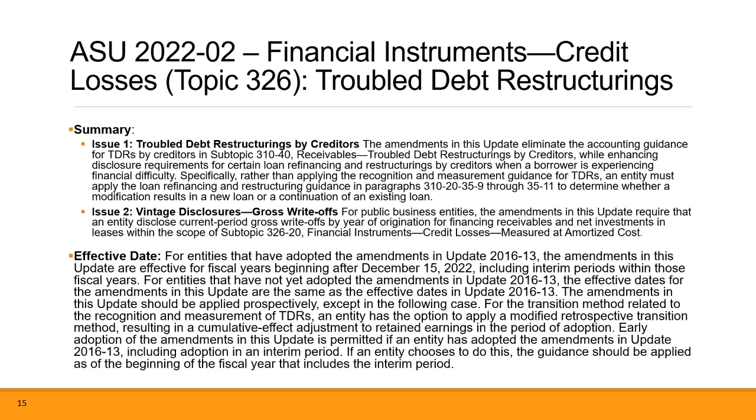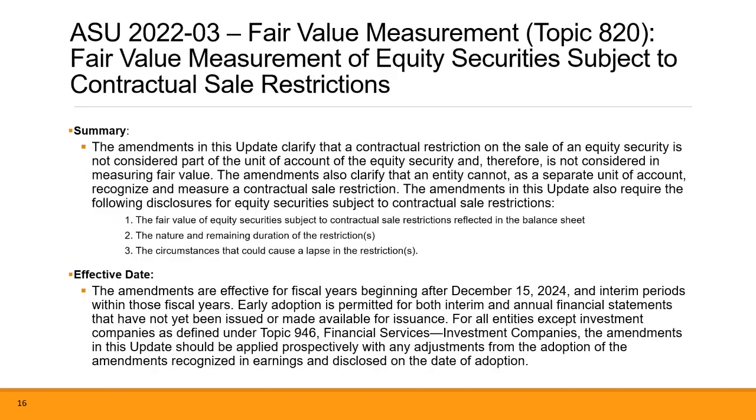And the effective date for this ASU, if entities have adopted 2016-13, is going to be for fiscal years beginning after December 15th, 2022. Next, we have ASU 2022-03, which is fair value measurement of equity securities subject to contractual sale restrictions.